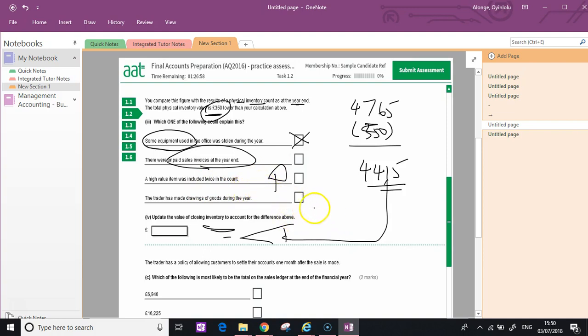So what's actually happened here is that we can have situations where the owner would take drawings, if you like, for themselves during the year. You remember the drawings, typically we've always talked about drawings coming out of the bank, but you can have purchases. So you might have purchased some goods and the owner would take some for himself, and that's quite normal.